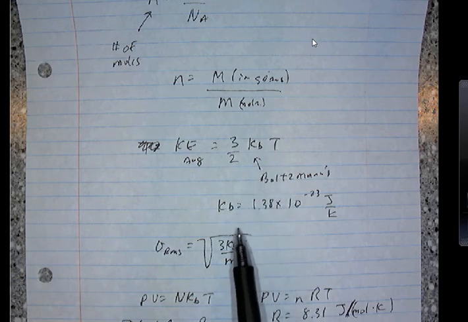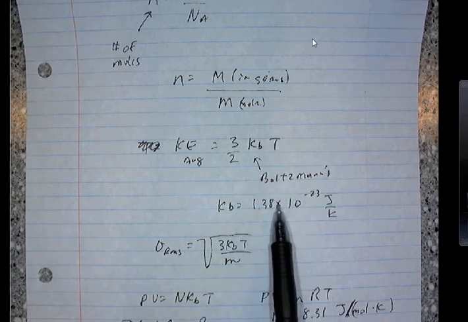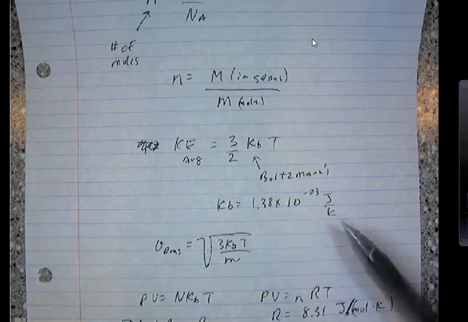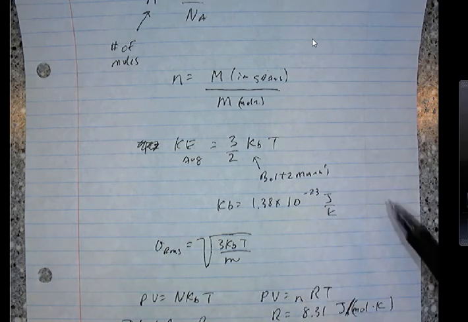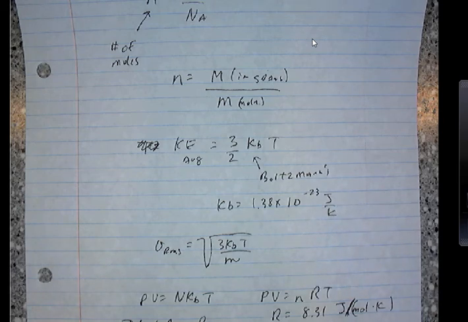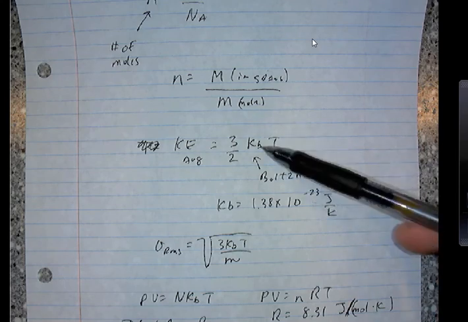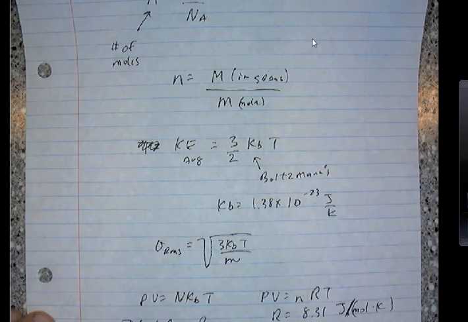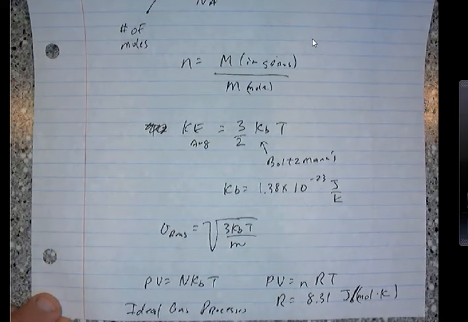So here's Boltzmann's constant, 1.38 times 10 to the minus 23rd joules per Kelvin. Oops, I shouldn't say degree Kelvin. Joules per Kelvin. You don't have to say degree Kelvin, you just say Kelvin. So if you put this in for Boltzmann's constant, you see the Kelvin cancels out, and you're just left with the energy in joules.